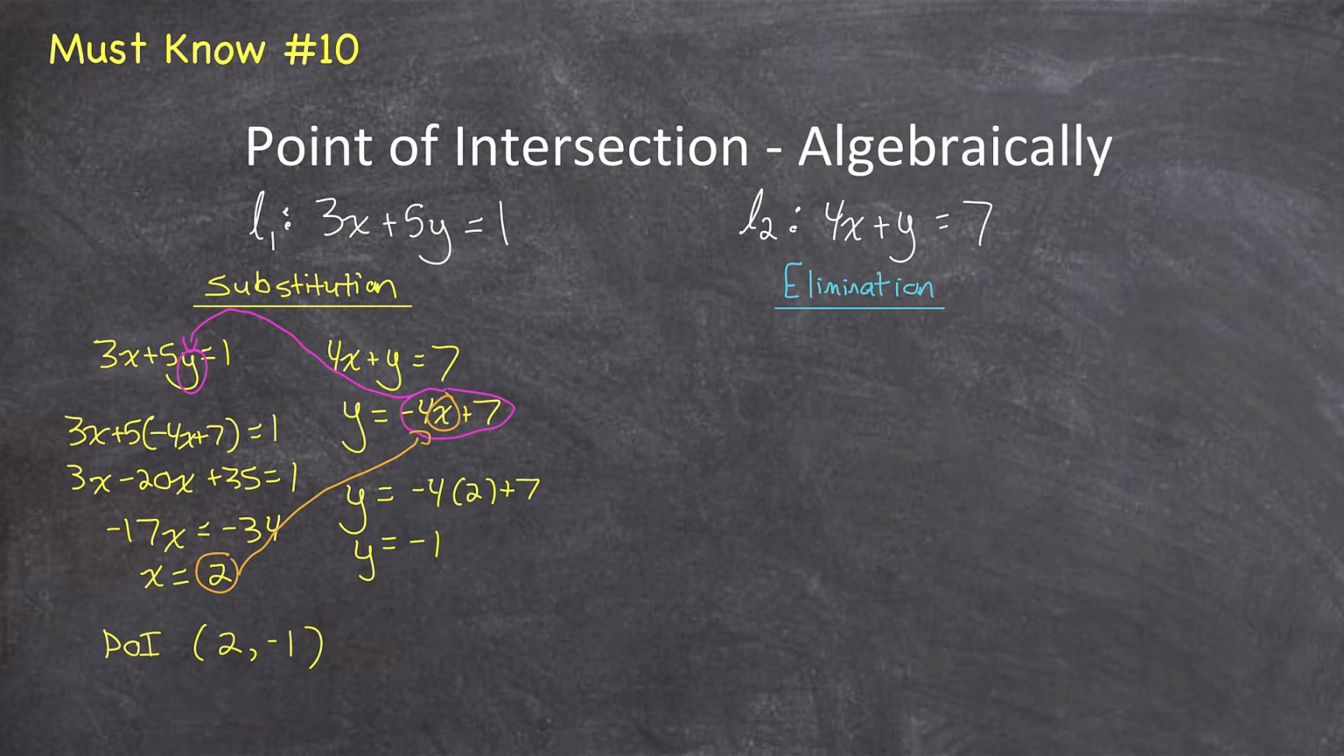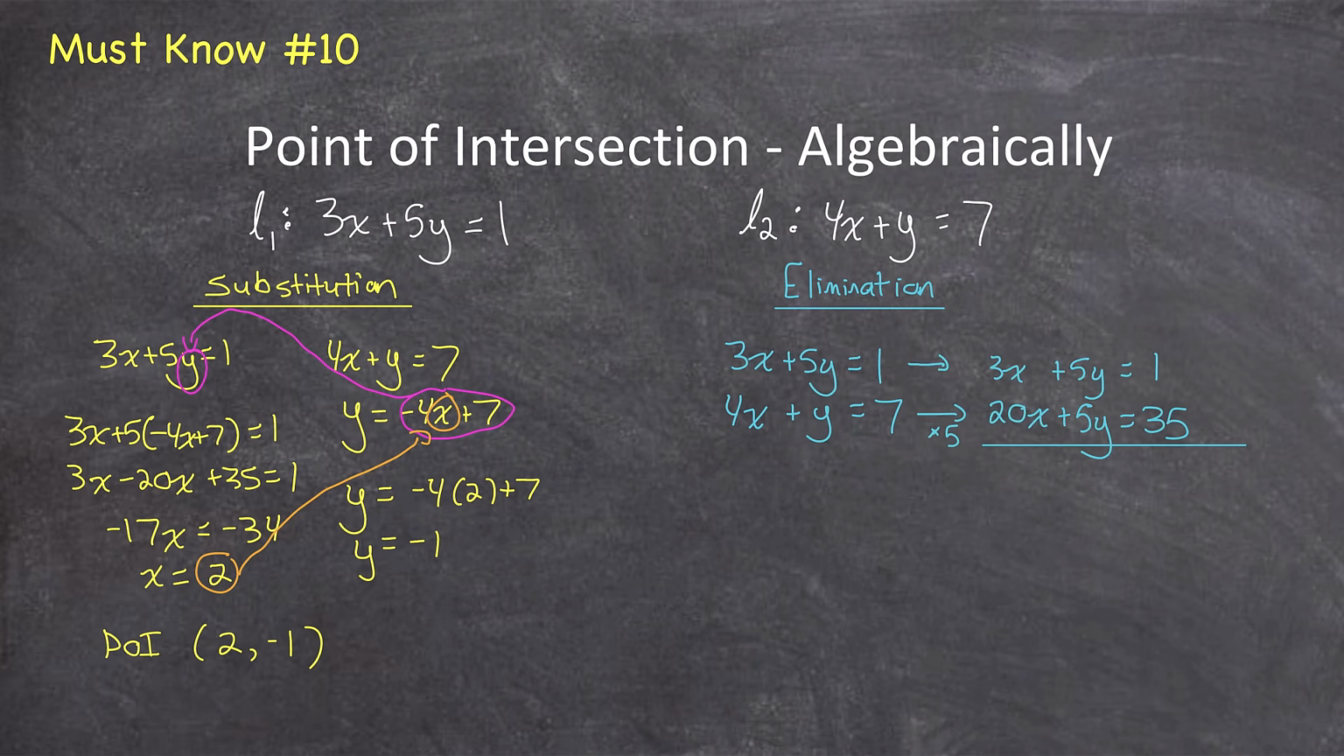The other method that you could use for finding that same point of intersection is the method of elimination. To start elimination, you start by writing the equations on top of each other. And now you want to make the coefficients of either the x's or the y's have the same absolute value. I could make the coefficients of the y's be the same if I multiplied this bottom equation by 5. The top equation I can leave the same.